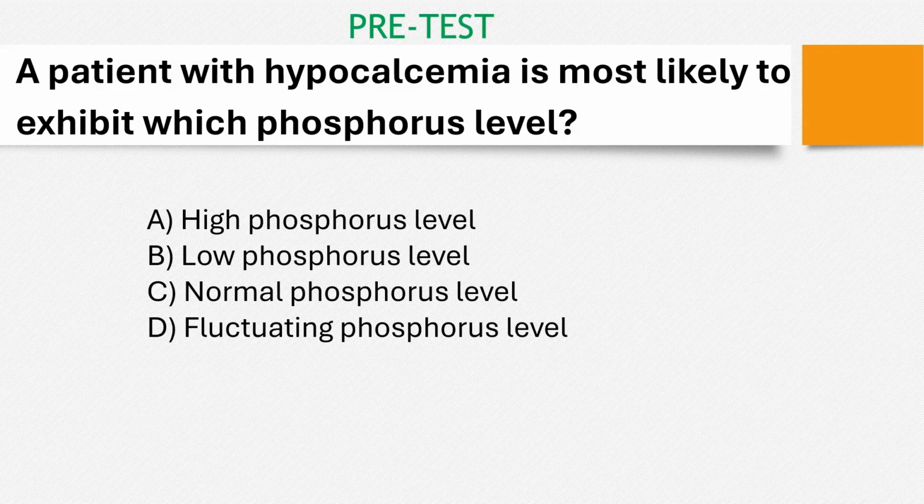Let's see a question related to this. Question is, a patient with hypocalcemia is most likely to exhibit which phosphorus level? Options are A, high phosphorus level, B, low phosphorus level, C, normal phosphorus level, D, fluctuating phosphorus level.